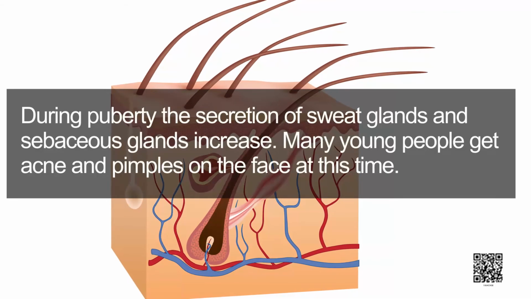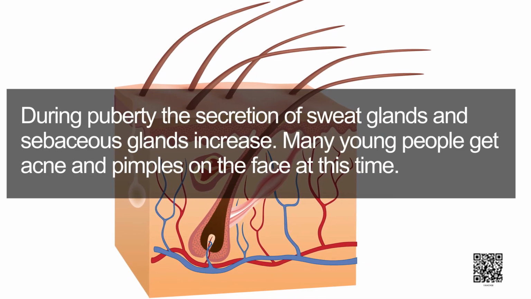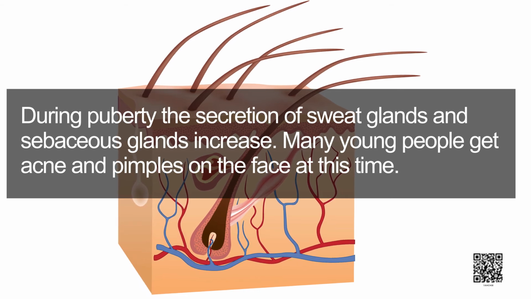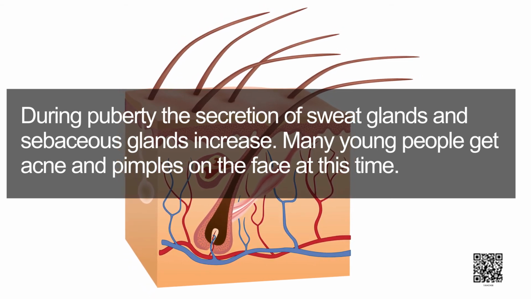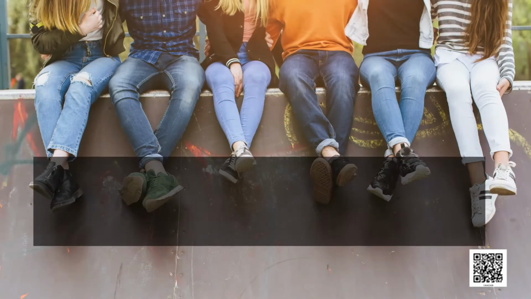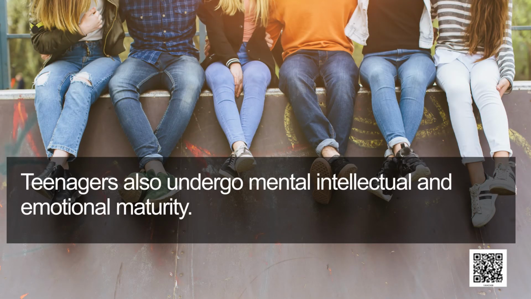During puberty, the secretion of sweat glands and sebaceous glands increases. Many young people get acne and pimples on the face at this time. Teenagers also undergo mental, intellectual and emotional maturity.